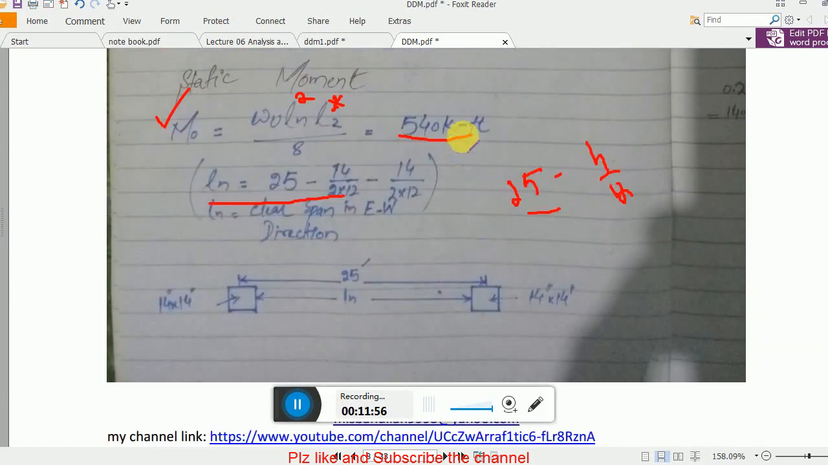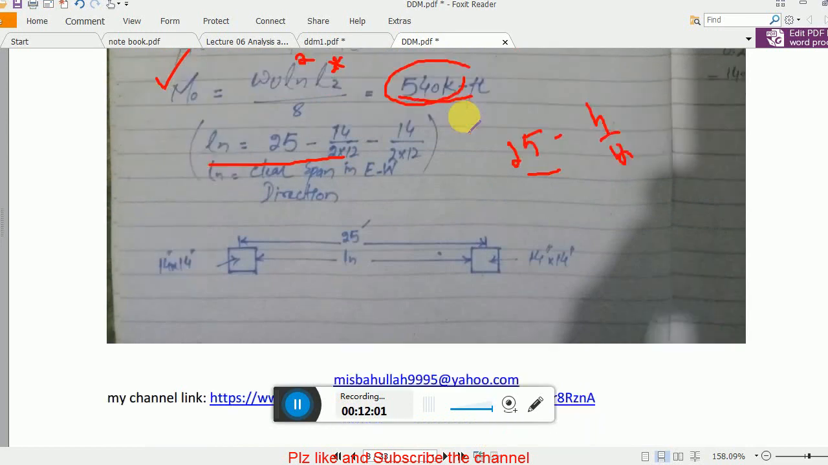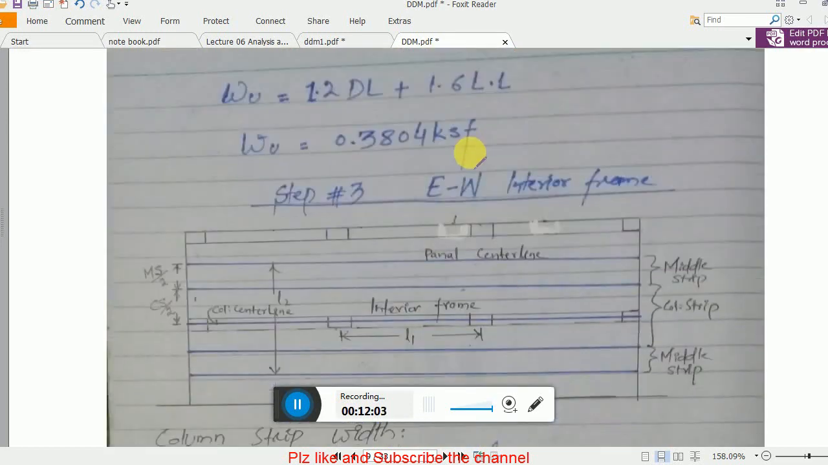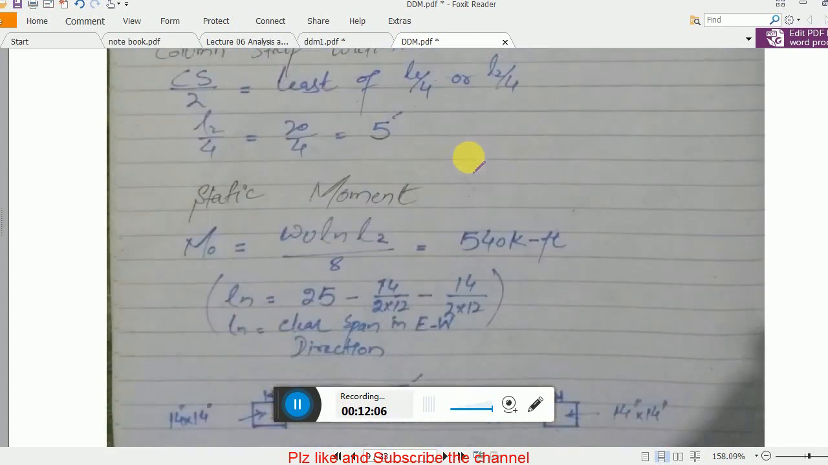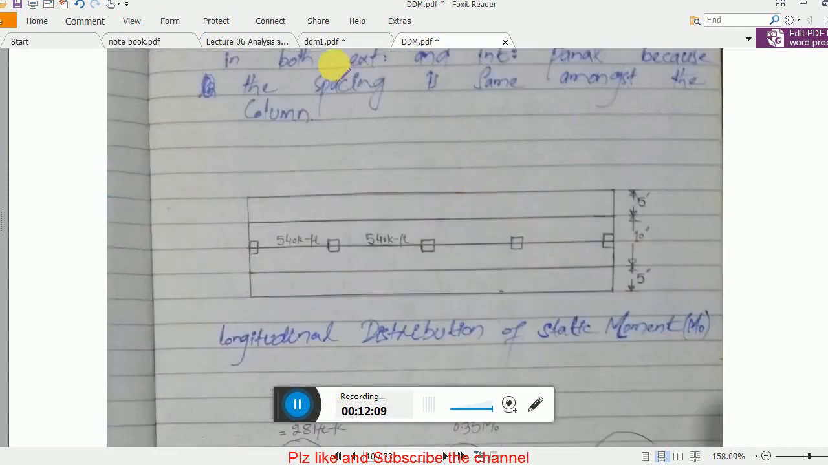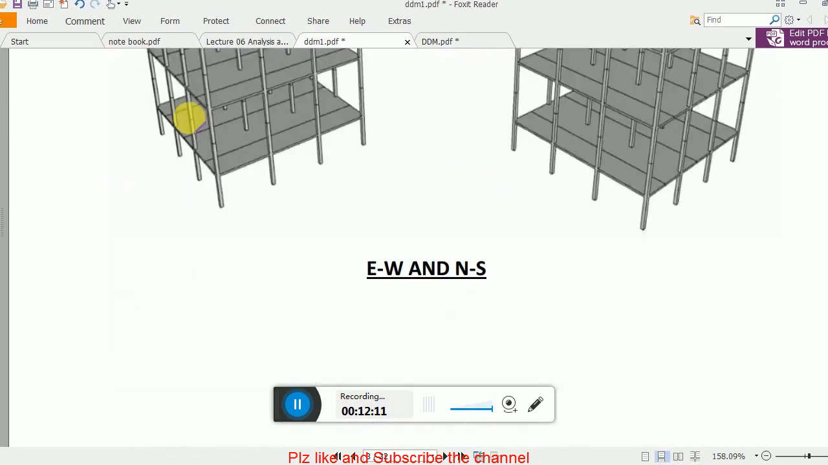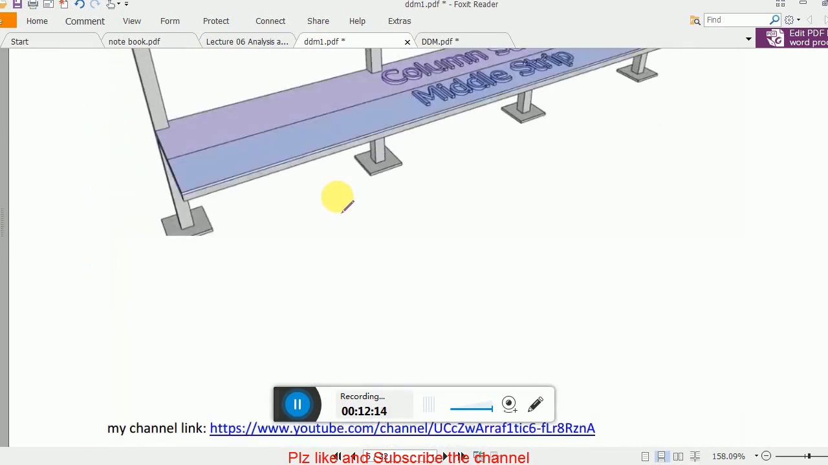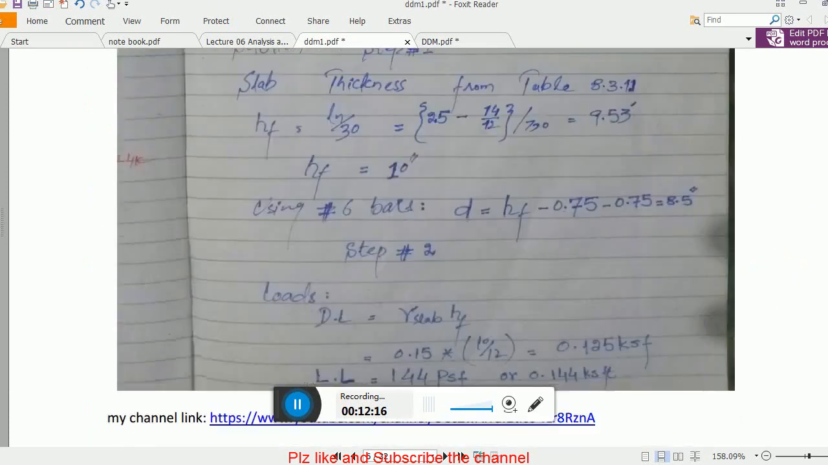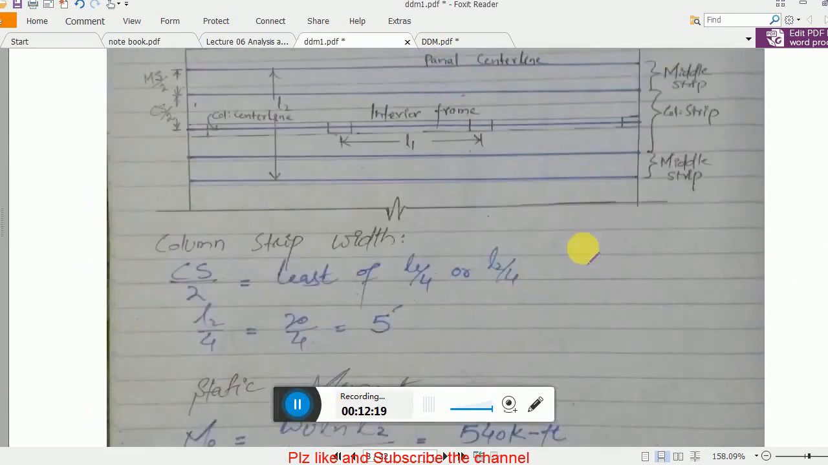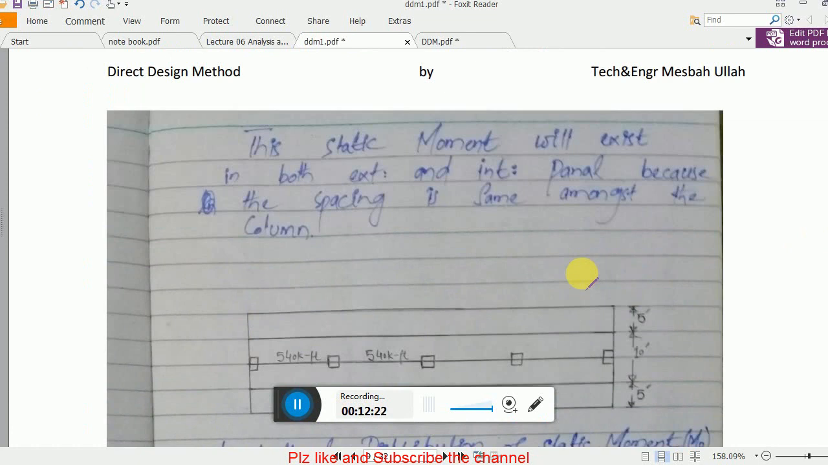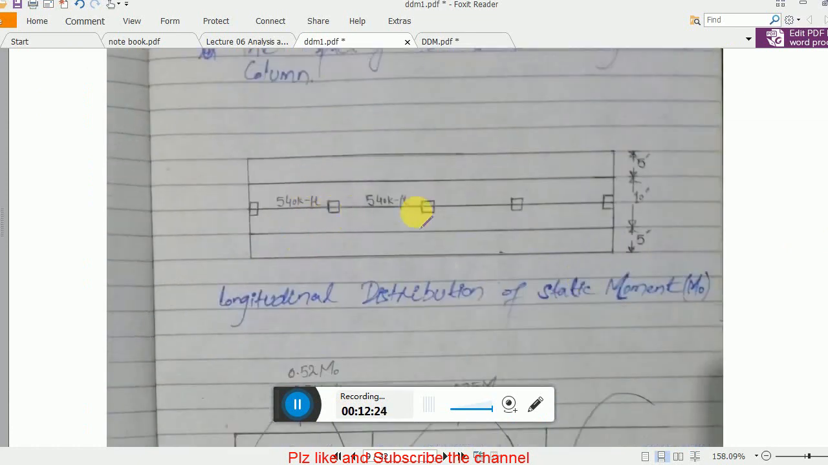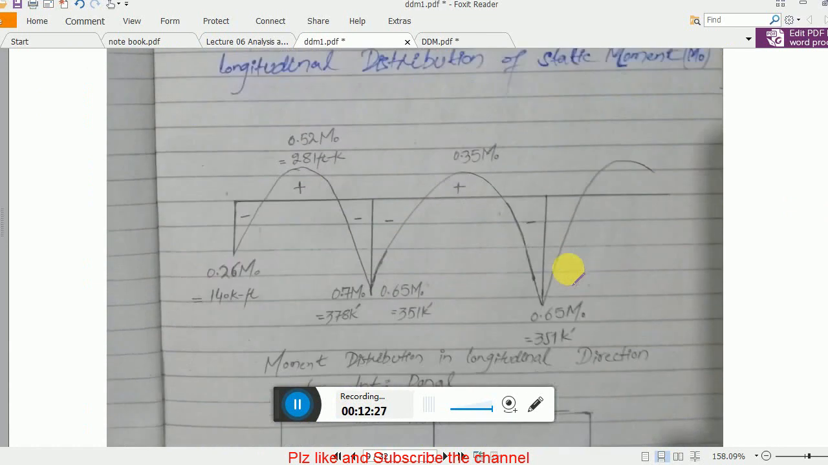Now you have to distribute this moment first of all in the longitudinal direction, as I explained in lecture number 4, and then in the transverse direction. This is very important. Now you have to distribute that 540. You just write down 540. You have to distribute longitudinally. I explained this thoroughly in lecture number 4. These are ACI coefficients.